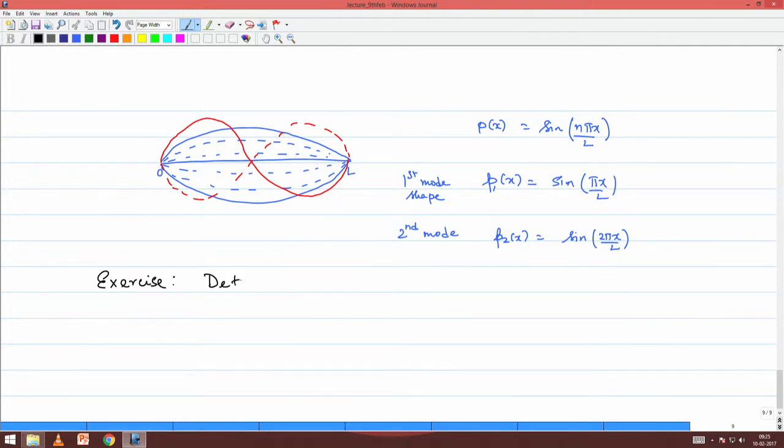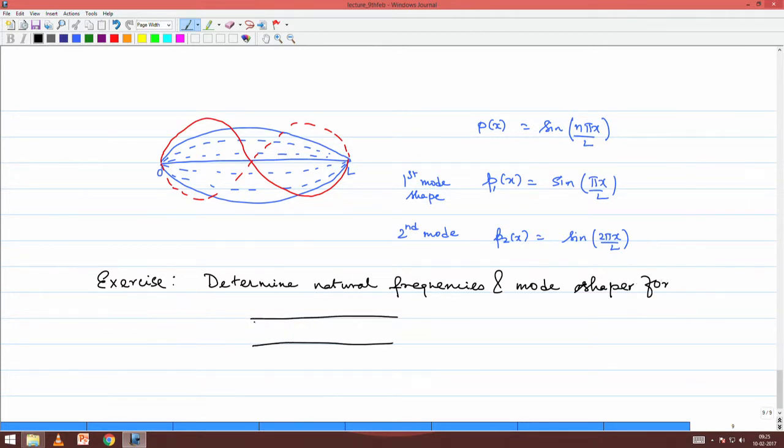Determine natural frequencies and mode shapes for this case. So, this time I am going to have one end rigid and the other end open.